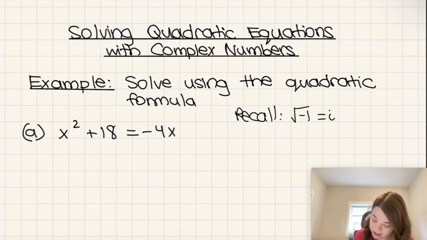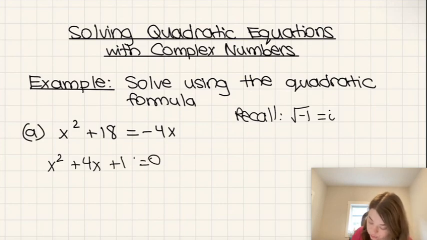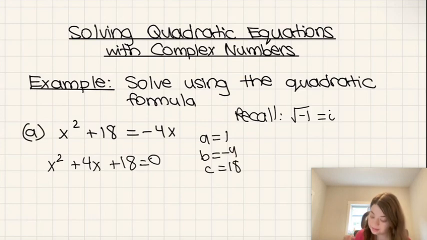So I'm going to add 4x to both sides and rewrite this equation as x squared plus 4x plus 18 equals 0. Because what's very tempting to do when I see this is to write that a is 1, that b is -4, and that c is 18. But when we put everything on the same side, we can see that it's actually +4.